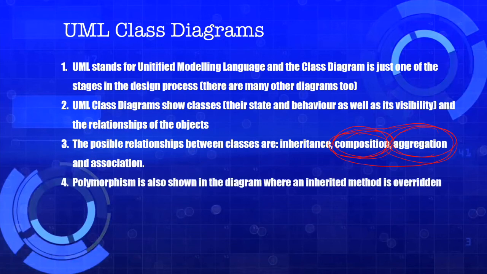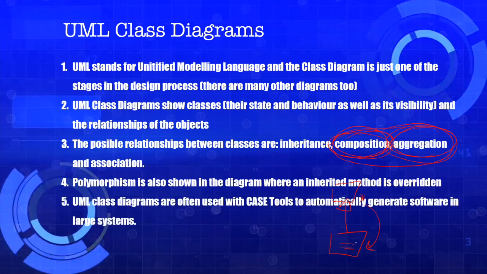Finally, polymorphism is also shown in this diagram, because if you inherit from one class to another, the public methods which are in this class are automatically in this class as well. And some of those methods may be overridden. So if they're overridden, they're specifically mentioned here. And if they're not, then they just take the straight normal method which is inherited from the superclass.